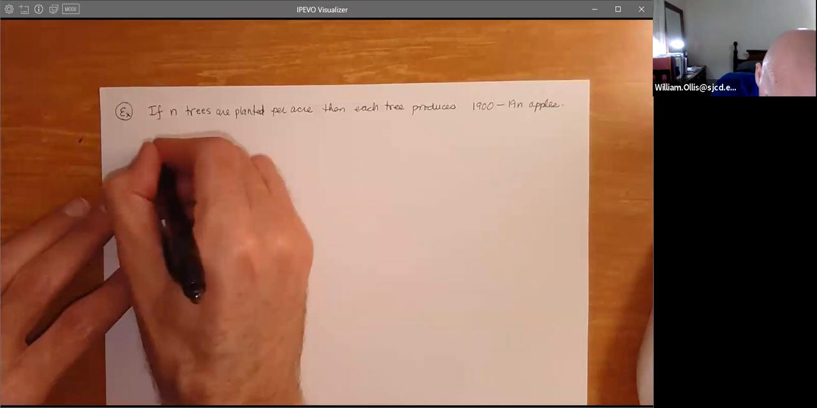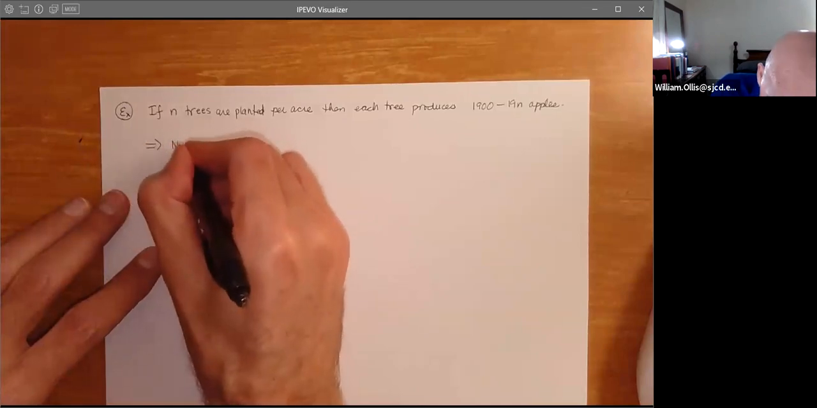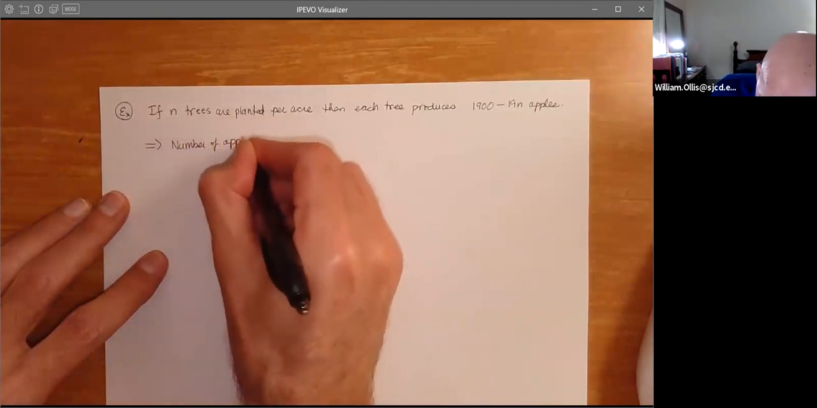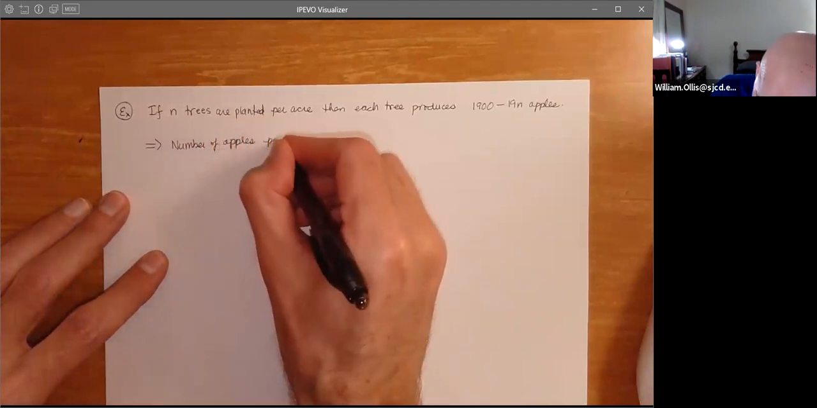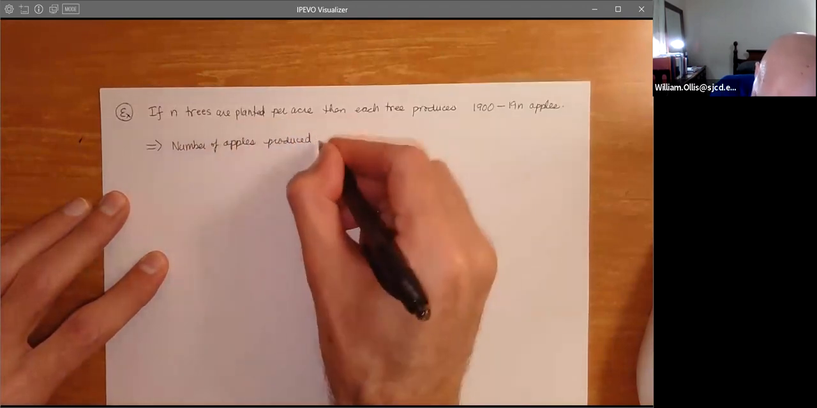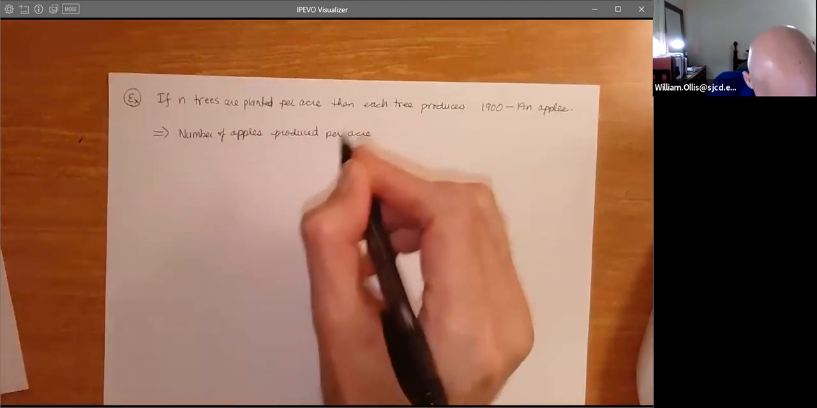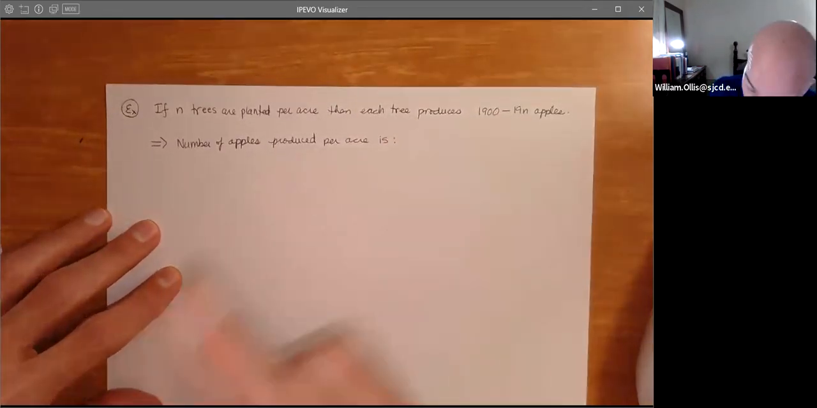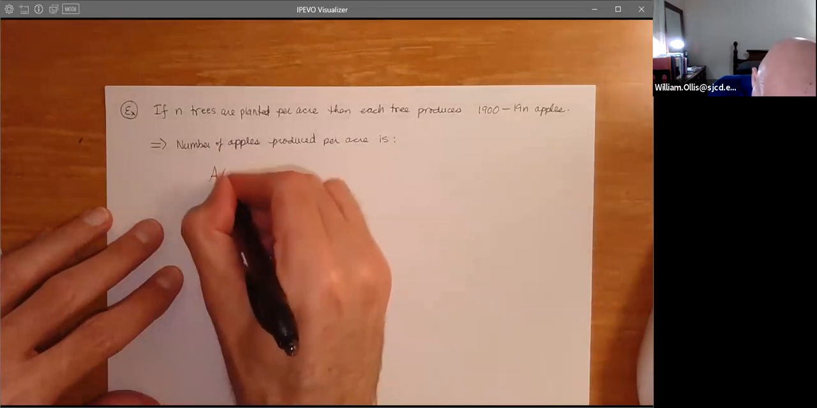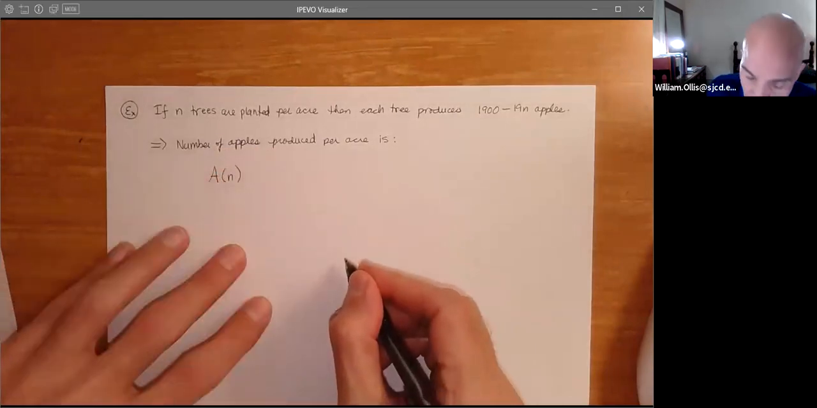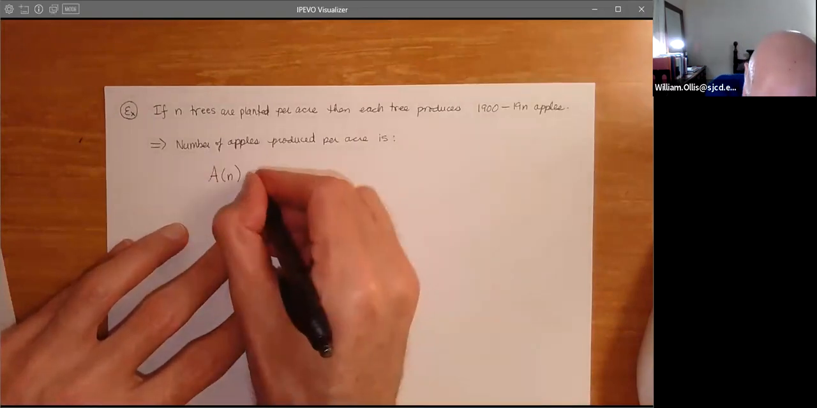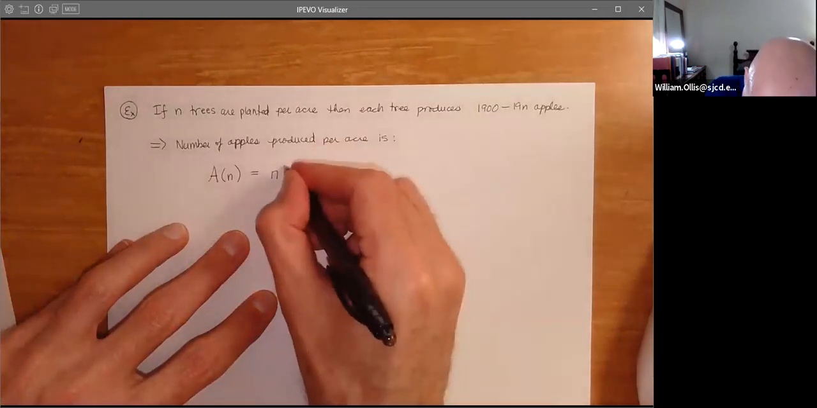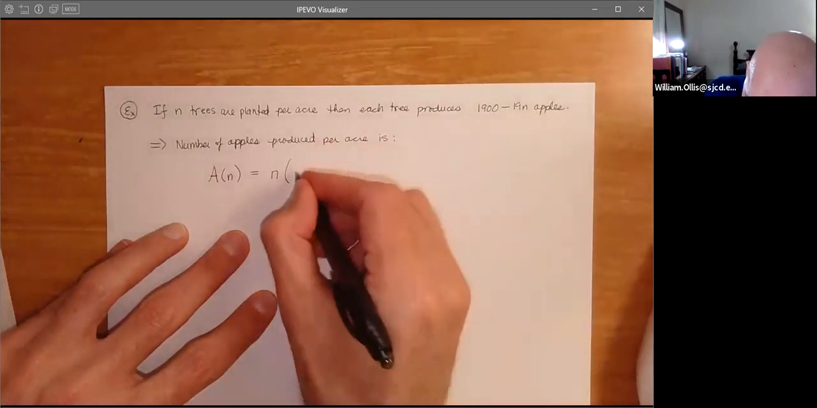Then it says, this implies the number of apples produced per acre is what? Well, it's just the number of trees times the production per tree. So we're going to call this A of N. Call it P of N for production if you want, just A of N. WebAssign uses A of N. It will now be N, the number of trees per acre, times the production per tree.